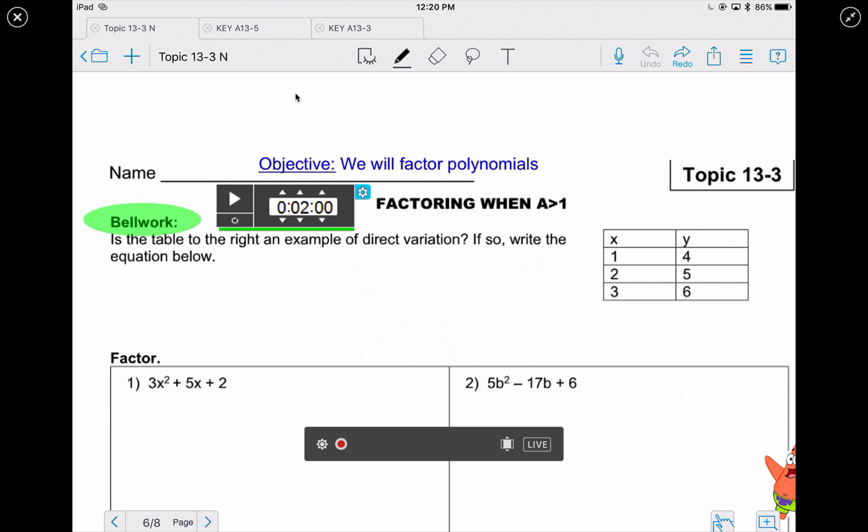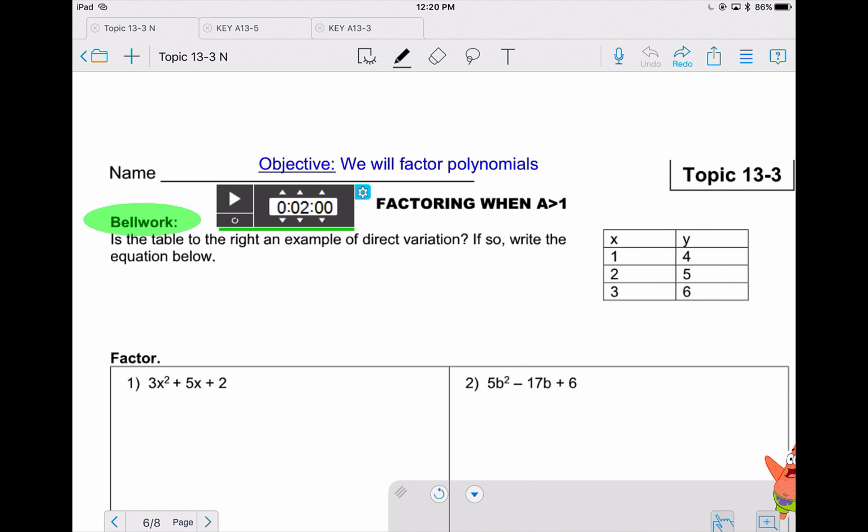This video covers topic 13.3, factoring when a is greater than 1. So the bell work asks us if the table to the right is an example of direct variation. If so, write the equation below. So they give us a table where x's are 1, 2, 3, y's are 4, 5, 6.